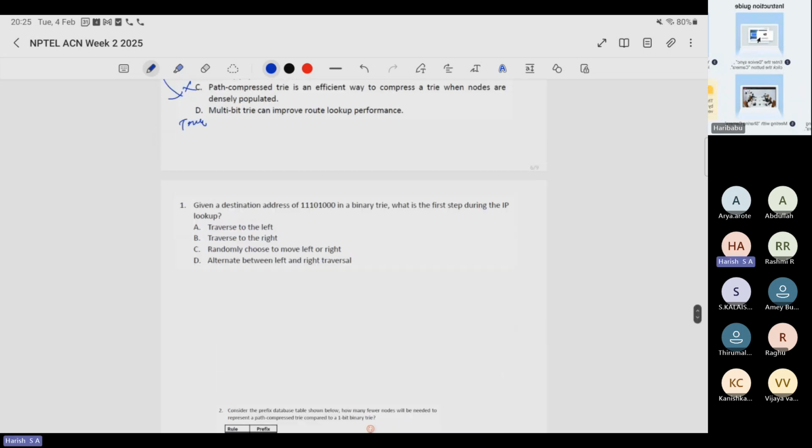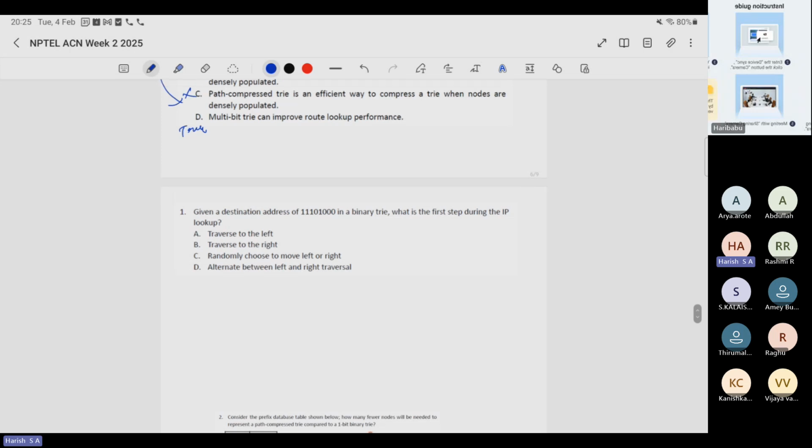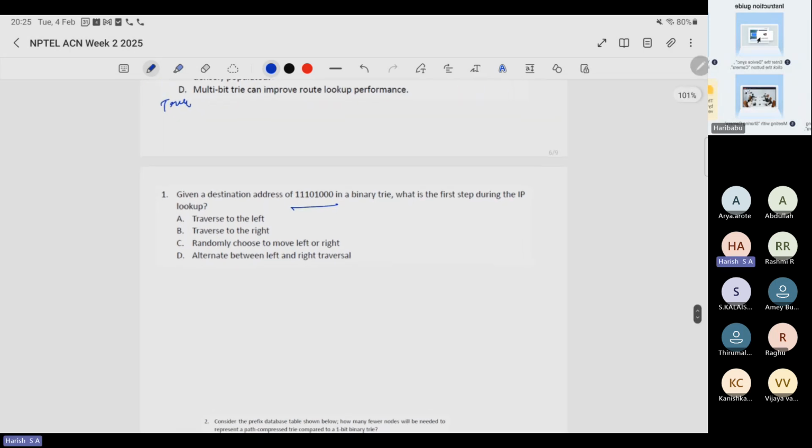This is an interesting one. So given a destination address of this particular sequence in a binary trie, what is the first step during the IP lookup? What is the first step during the IP lookup? Right? Is it traverse to the left, traverse to the right, randomly choose to move left or right, alternate between left and right traversal? What is the answer here? You should be able to answer this question at least at this point, probably.